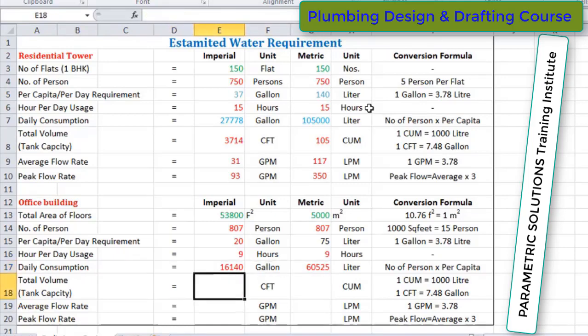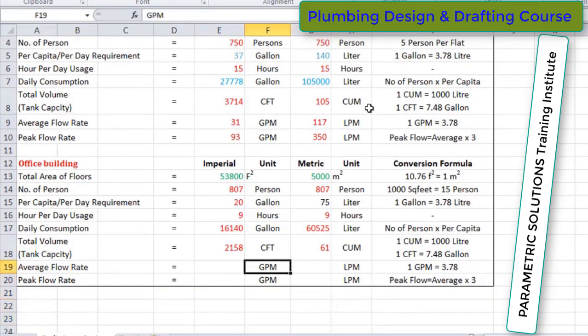So according to that I will calculate this divided by 7.48, that is the cubic feet, and here 60,525 divided by 1000, that is the cubic meter. Now the average flow rate: the total daily consumption divided by hours per day usage divided by 60. Here it is 16,140 divided by 9 hours divided by 60. So here it is 29.888.